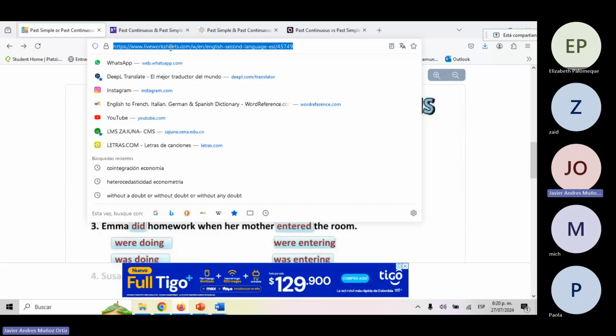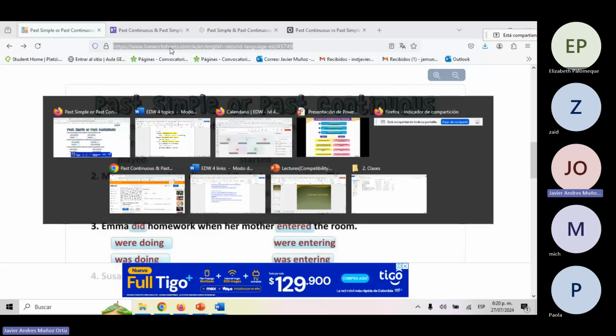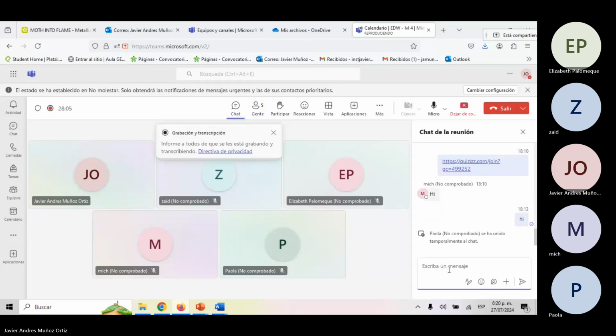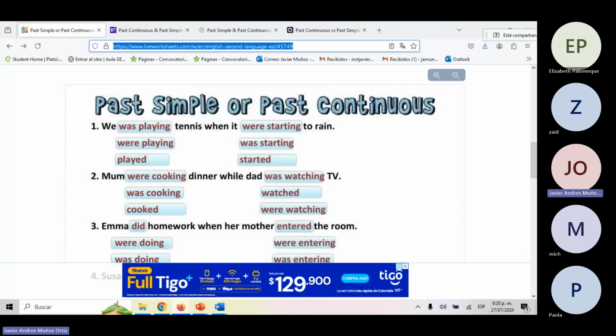I told you last time that we wanted to do a parallel between past simple and past continuous tense. So when do we use past simple? When do we use past continuous tense, right? So here is an exercise for you to complete, right?